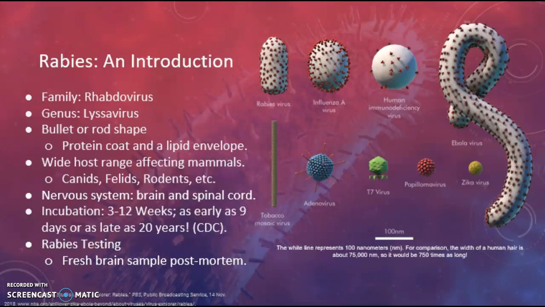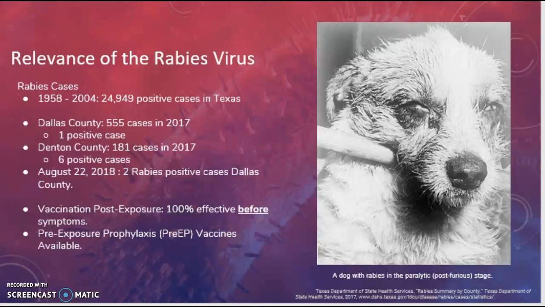Incubation for the virus can take 3 to 12 weeks, with symptoms showing as early as 9 days or as late as 20 years. Rabies testing is not like testing for the flu. A fresh brain sample must be collected post-mortem in order to test for the rabies virus. The rabies virus is very relevant in this day and age.